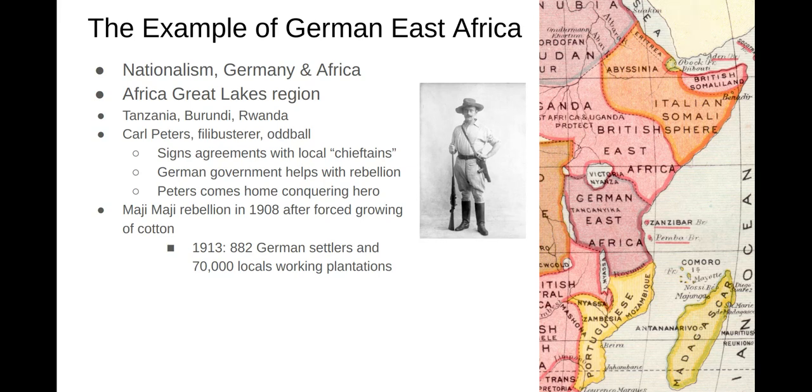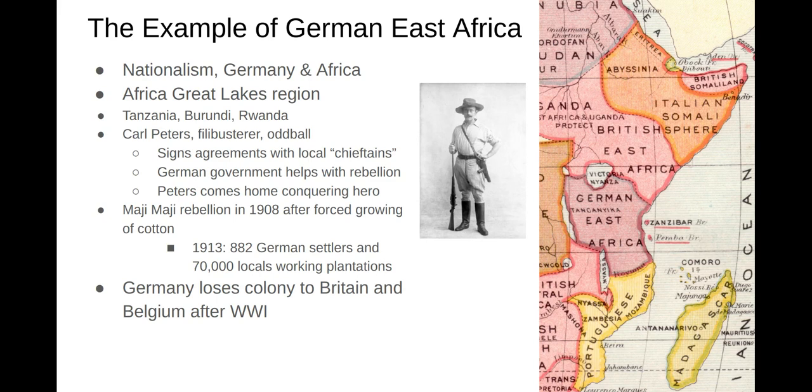That rebellion's put down. In 1913, you have 882 German settlers. It's a pretty specific number. 882 German settlers with 70,000 locals working plantations. I mean, this is roughly similar to the ratios that you had, say, in Haiti prior to the revolution at the beginning of the 18th century, where you had much larger ratios of French settlers, the colonial French population that controlled hundreds of thousands of African slaves. Well, remember, the end of this story is that Germany loses this colony to Britain and Belgium after World War One.